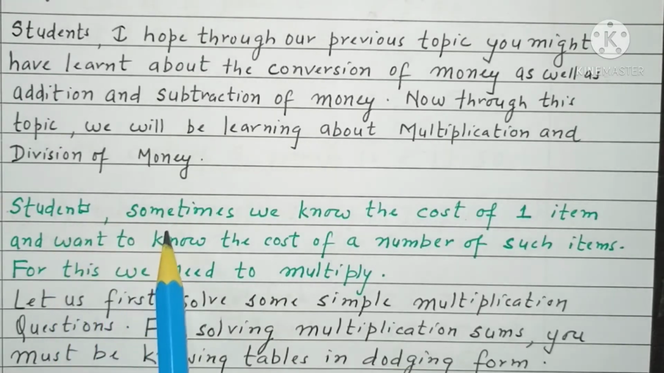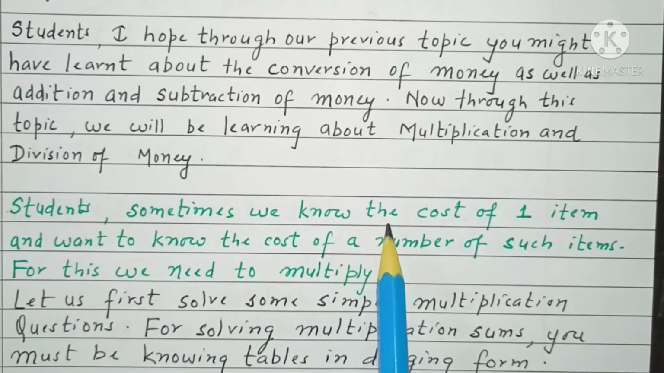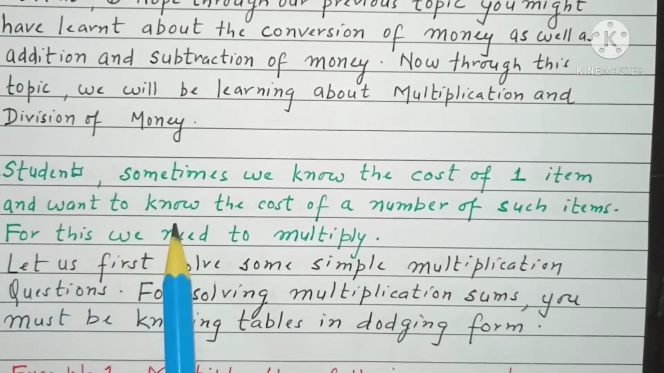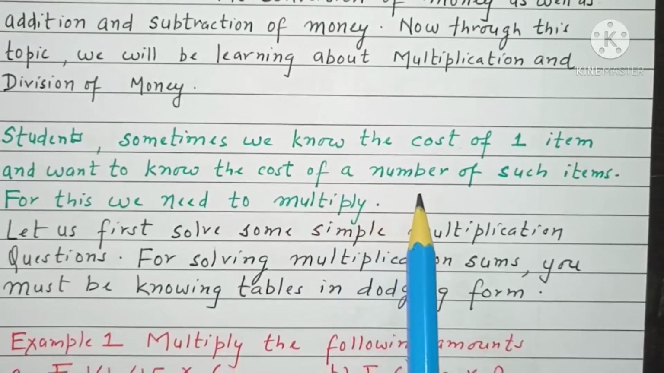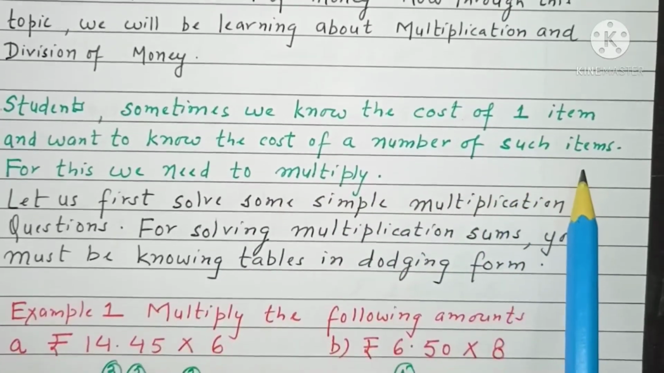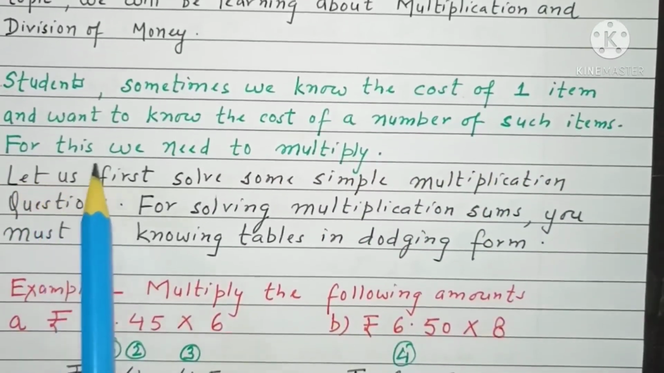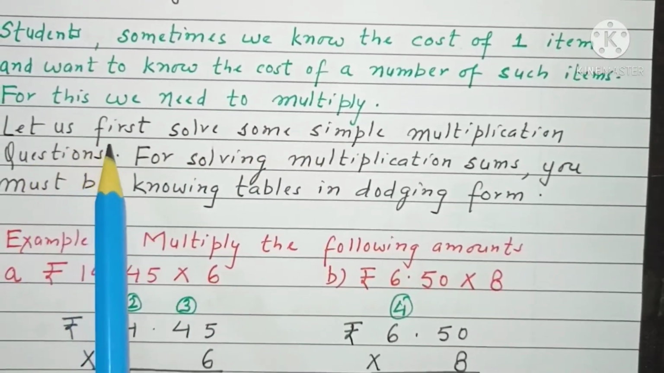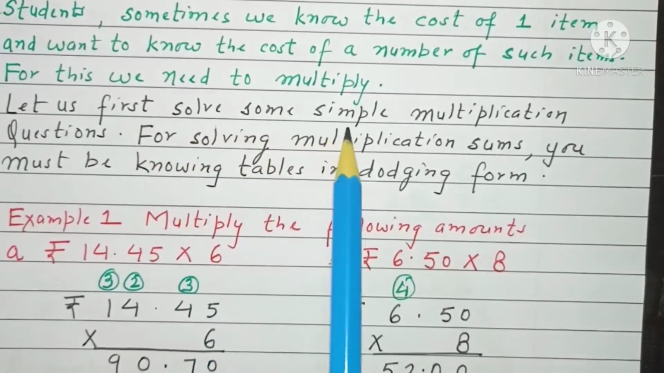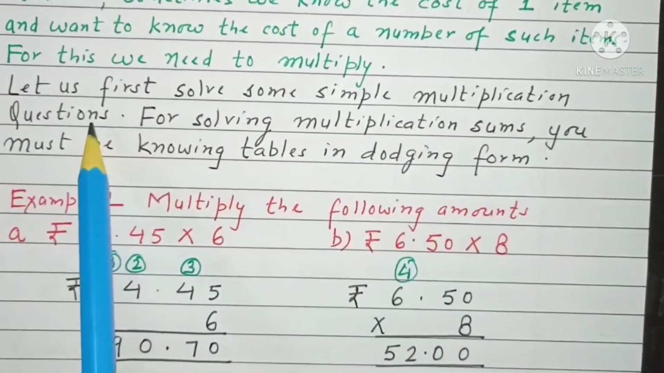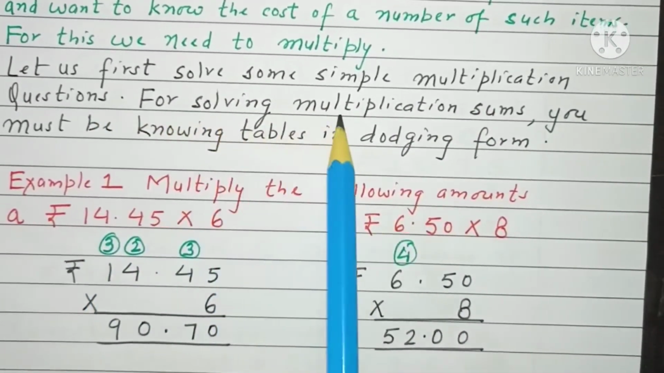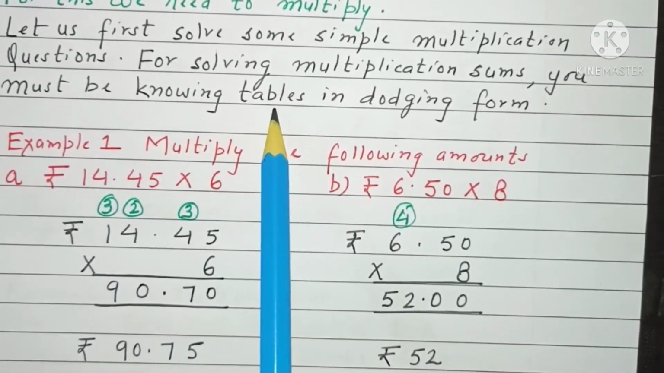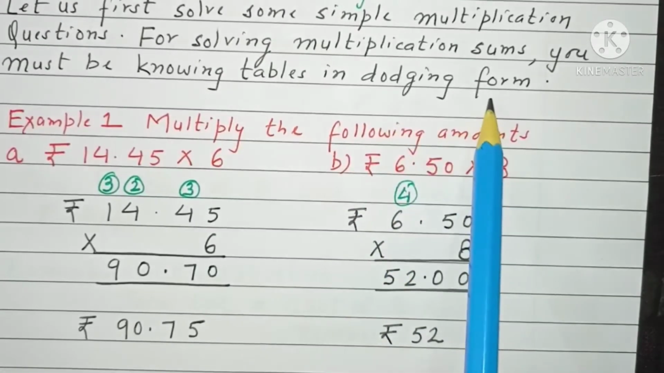Students, sometimes we know the cost of one item and want to know the cost of a number of such items. For this, we need to multiply. Let us first solve some simple multiplication questions. For solving multiplication sums, you must know tables in rote form.